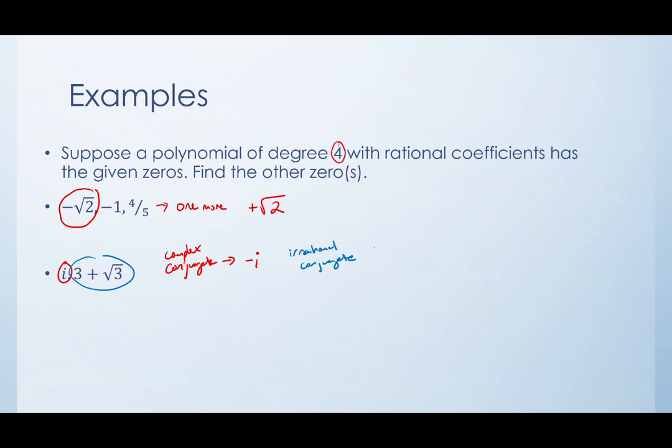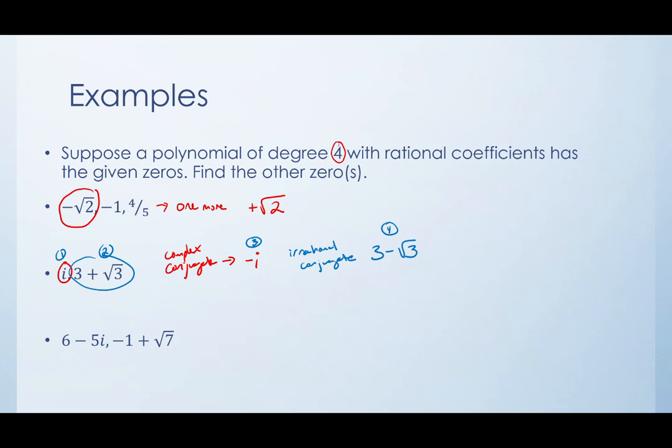And so remember, the rational part doesn't change, but the irrational part does. So we have a 3 minus square root of 3. So this is our first root, our second root, our third root, and our fourth root. And that's all that we have.